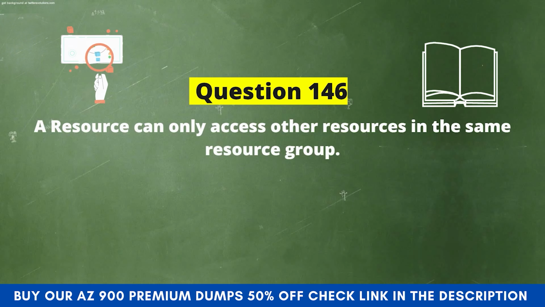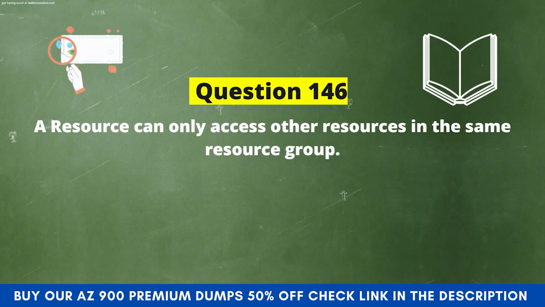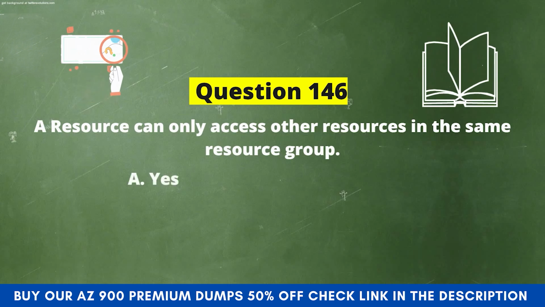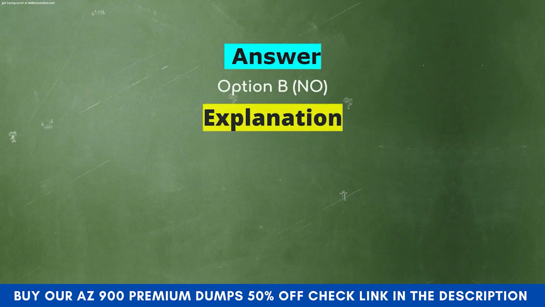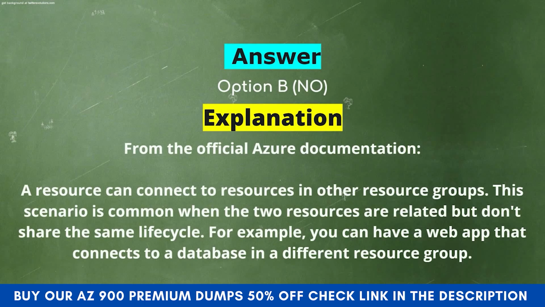Next question. A resource can only access other resources in the same resource group. Option A, yes. Option B, no. And the correct answer is option B, no. Explanation. From the official Azure documentation, a resource can connect to resources in other resource groups. This scenario is common when the two resources are related but don't share the same lifecycle. For example, you can have a web app that connects to a database in a different resource group.